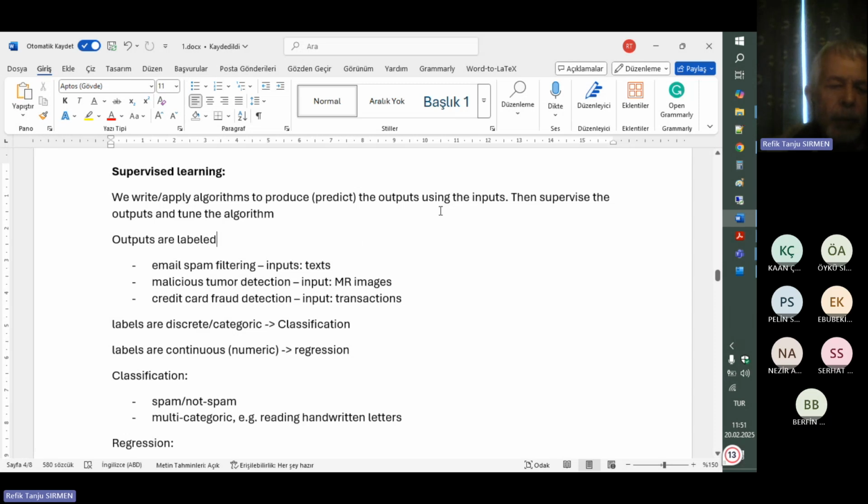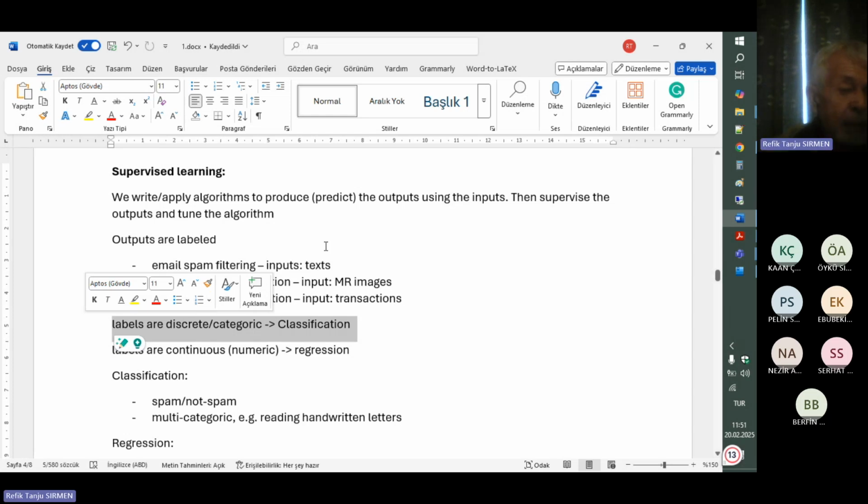Therefore, we call it supervised learning. By looking at the examples, which is the sample space, we just tune the algorithm. Here, the labels may be discrete or continuous.